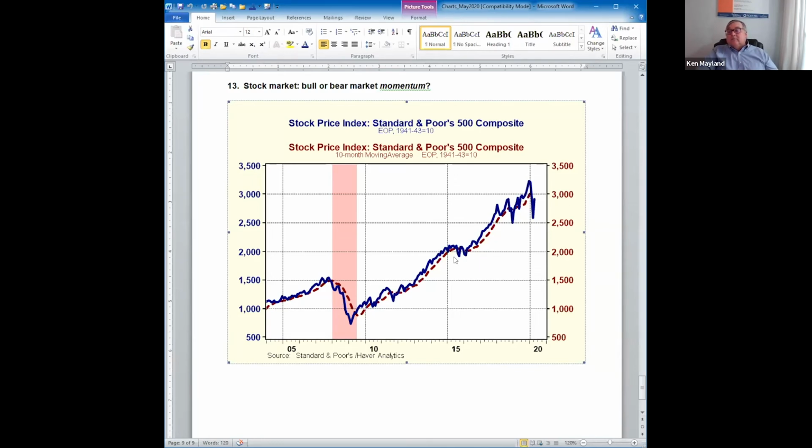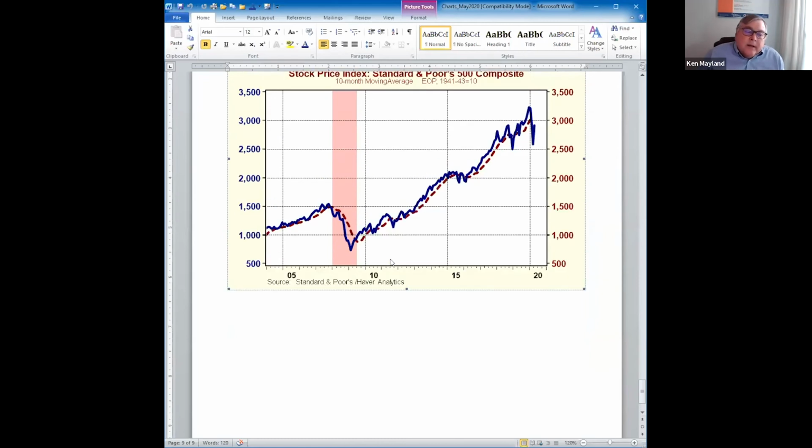You get some 1-month variances in here, so if you're trading on this, you probably want to see 2 or 3 months of the monthlies below the 10-month average. But anyway, there you have it. Those are all my charts.